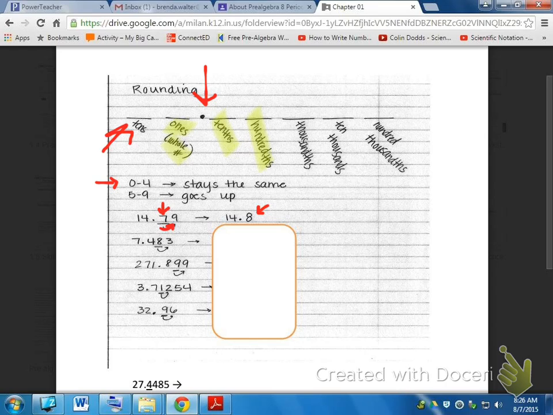I've had kids in the past that go to the trouble of rounding it to 14.8 and then they still write a 0 after it. Well, the point of rounding is that you don't write as many digits. So whatever place you're rounding to, that's the last place that you put a number in. All right?